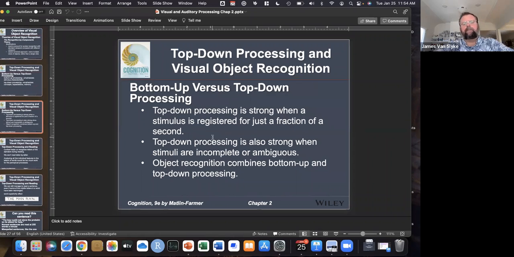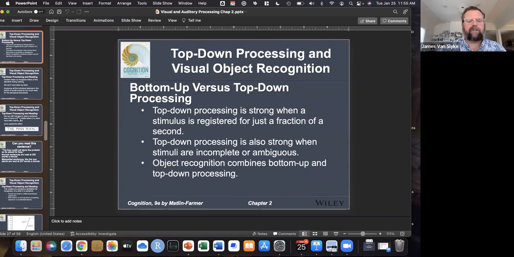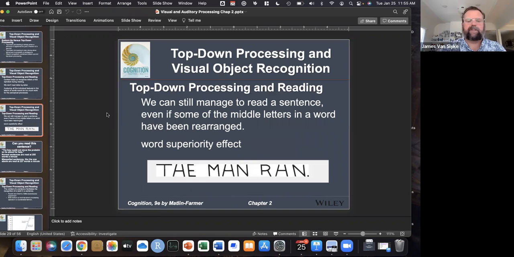Okay, secondly, top-down processing is also strong when stimuli are incomplete or ambiguous. I just said that. But object recognition combines both bottom-up and top-down processing. We talked about that already. Okay, so a few other examples of this.